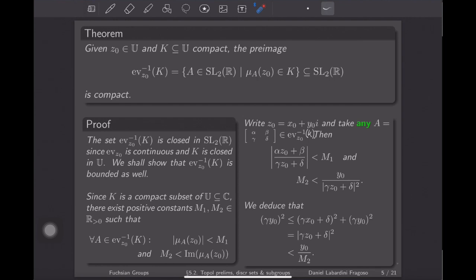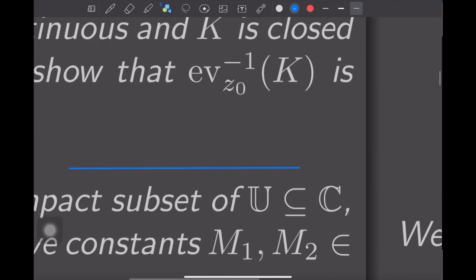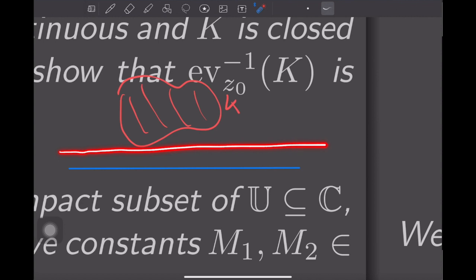So now, since K is compact here, you see, if I draw U, let's say that this is the x-axis. So K is compact here, right? Yeah. So K is compact there. So in particular, it's above a certain horizontal line, which is strictly above the x-axis.